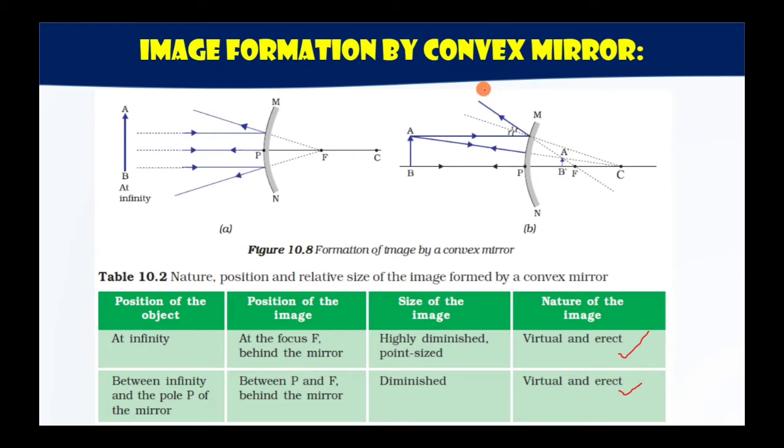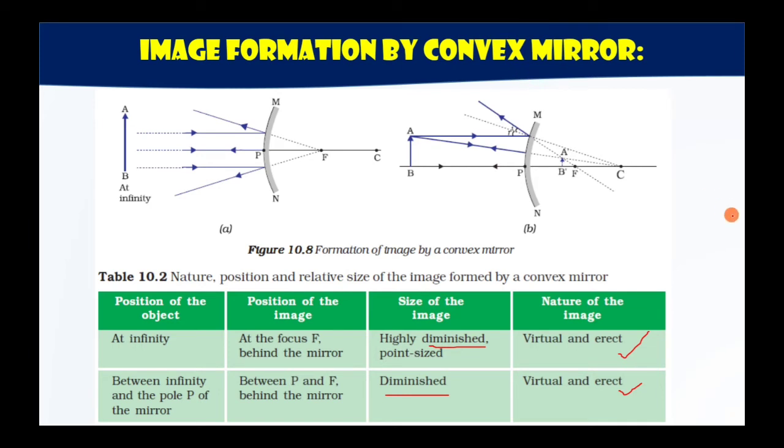For a convex mirror, as you can see, the rays are diverging. It will always form a virtual and erect image. One more thing we have to remember is you will always get a diminished image. It means always in case of a convex mirror, your object will be larger and the image will be smaller. You will always get a smaller image than your object. These two things are final. They are not going to change, they are constant. You will always get a virtual and erect image for a convex mirror, and you will always get a diminished image, a smaller sized image than your object.